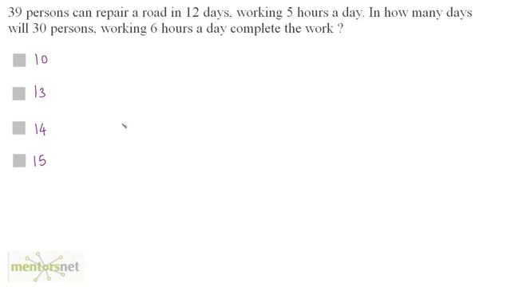39 persons can repair a road in 12 days working 5 hours a day. In how many days will 30 persons working 6 hours a day complete the work? Well, you have the number of persons and the total hours to complete this work. When you have 39 persons, they can repair the road working for 5 hours a day for 12 days. So 5 times 12 is the total number of hours. Next, 30 persons working 6 hours per day complete the work. So 6 times x, let the number be x days.